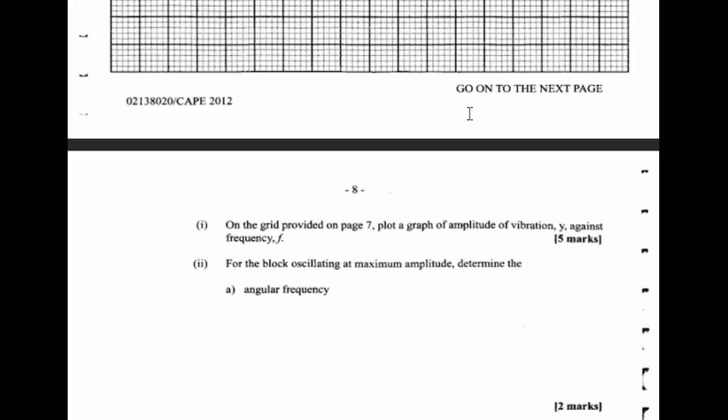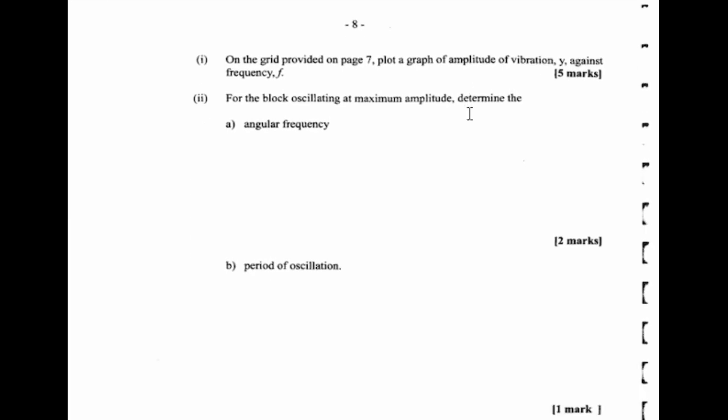Plot the graph of amplitude of vibration y against frequency. We just did that. Second part of part B: for the block oscillating at maximum amplitude, determine the angular frequency and the period of oscillation. Let's get into that right now.